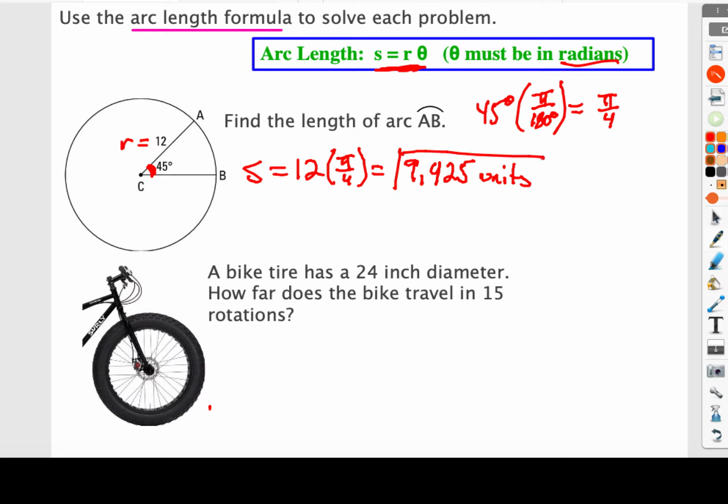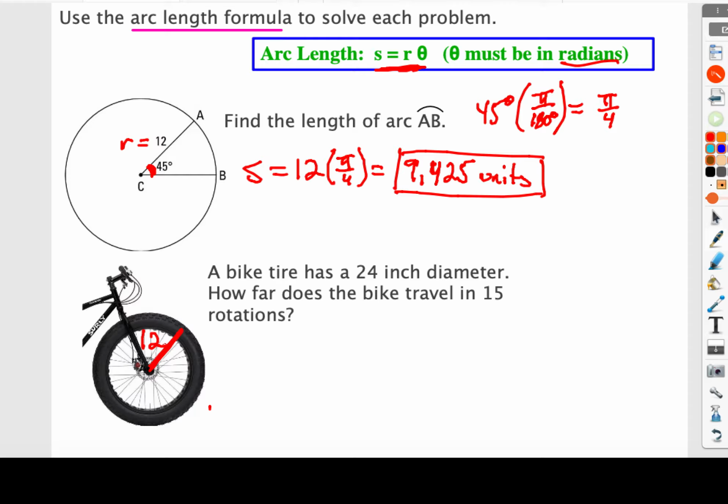And again, we didn't have a unit of measurement, so we would just call that units. I apologize for the handwriting there. A bike tire has a 24-inch diameter. Well, the first thing we want to remember is, again, in our formula, we need the radius. So if 24 is the diameter, we're going to call that 12, similar to our circle up top there, for the radius. How far does the bike travel in 15 rotations?